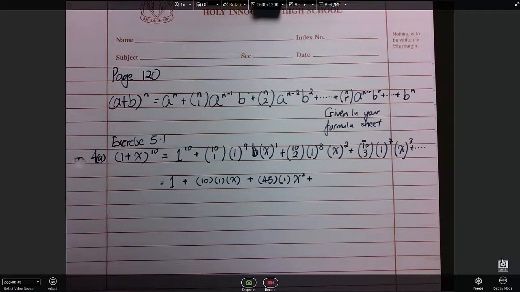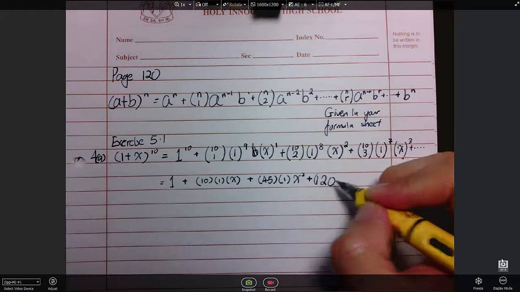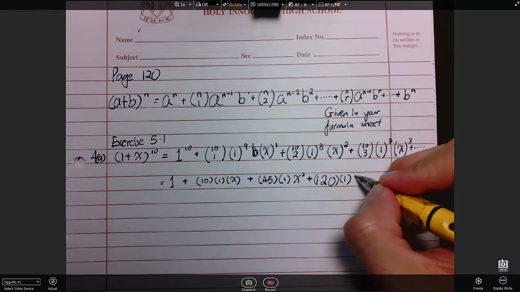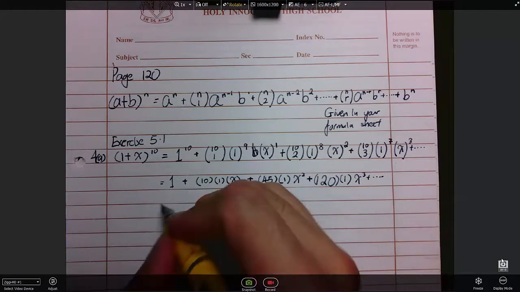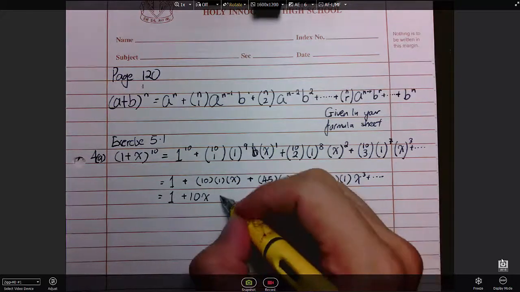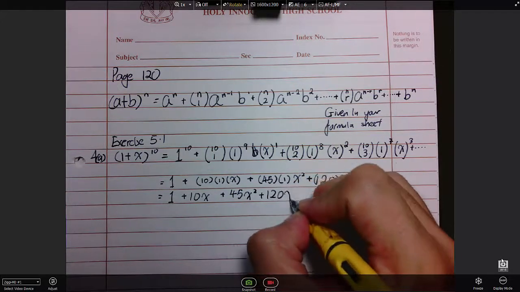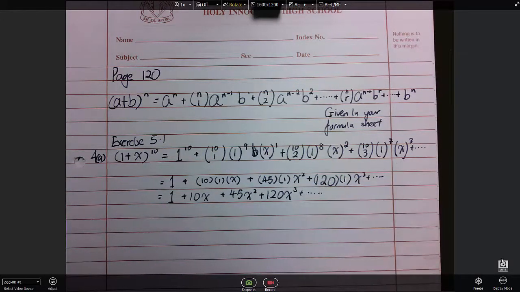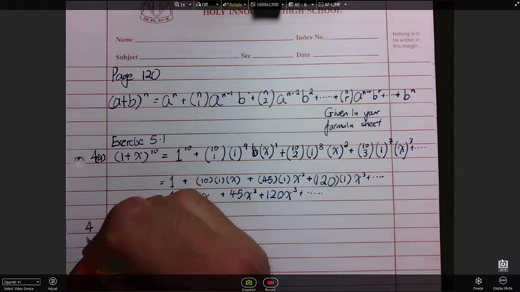What you get is 120. You get 120 times 1 times x cubed plus dot dot dot dot. The plus dot dot dot dot is just to show you that there are more terms after this. You simplify everything, get 1 plus 10x plus 45x squared plus 120x cubed plus dot dot dot dot. For 5.1, the a term is always 1, but later on you can see in 5.2 the a term will be a number. Now let's start with question 4d.